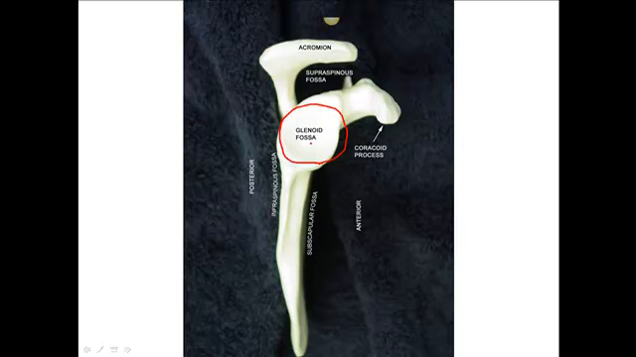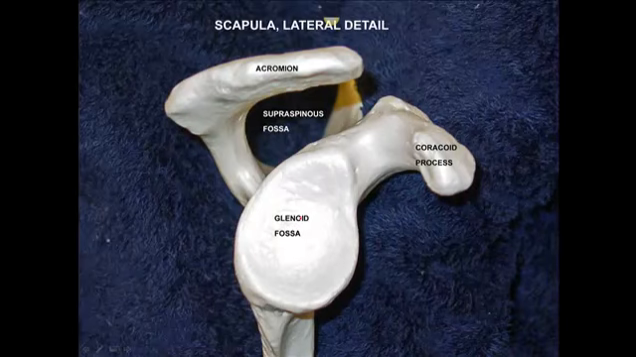And from this fossa, you just take a little trip out and you get to the coracoid process. Whereas the acromion will be superior to it, and it's coming off of the spine. And here again is that supraspinous fossa up here. This is the infraspinous fossa, and this is the subscapular fossa. If you get your orientation right, you should not have any trouble. So again, acromion, supraspinous fossa, glenoid fossa, and coracoid process.